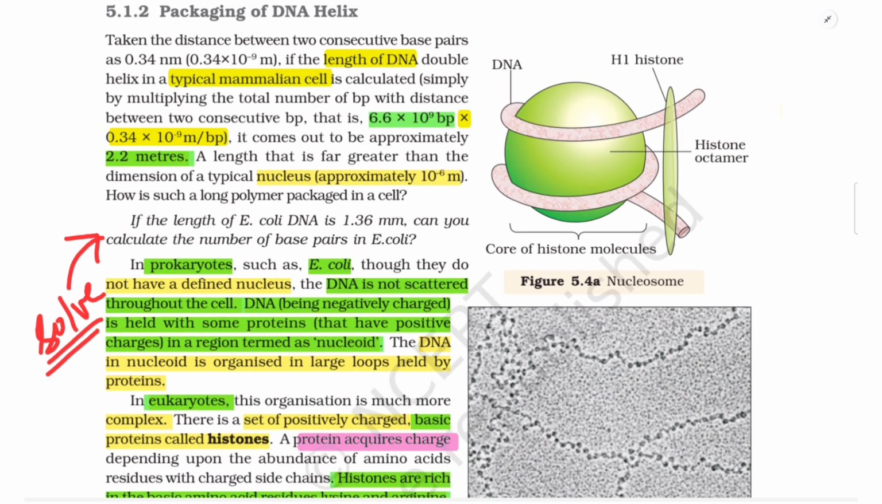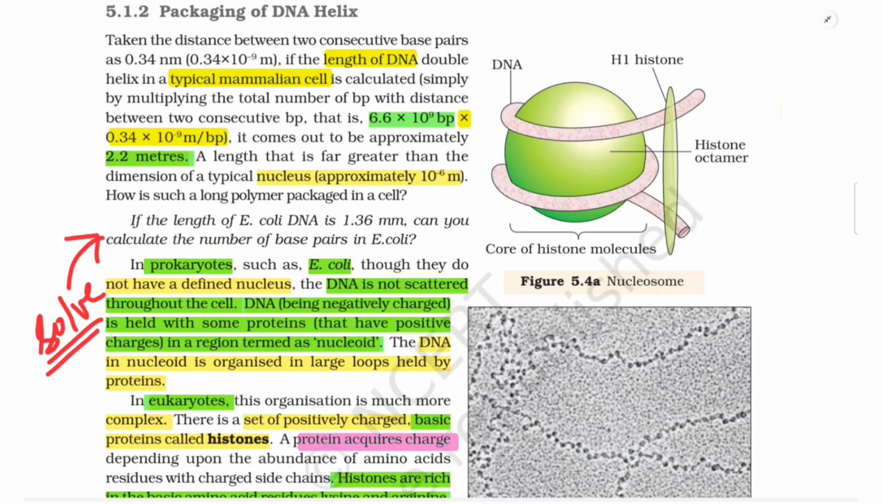5.1.2 Packaging of DNA molecule. Taking the distance between two consecutive base pairs as 0.34 nanometer, which is 0.34 into 10 to the power minus 9 meter, if the length of DNA double helix in a typical mammalian cell is calculated simply by multiplying the total number of base pairs with the distance between two consecutive base pairs, that is 6.6 into 10 to the power 9 base pairs into 0.34 into 10 to the power minus 9 meter per base pair, it comes out to be approximately 2.2 meters, a length that is far greater than the dimension of a typical nucleus, approximately 10 to the power minus 6 meter.